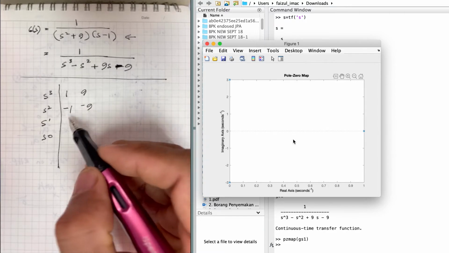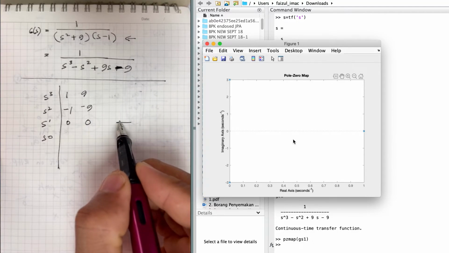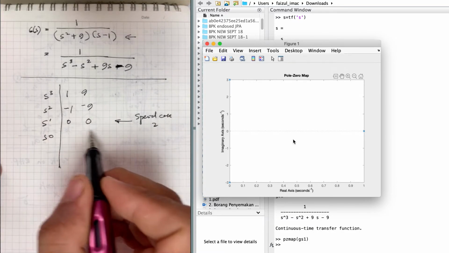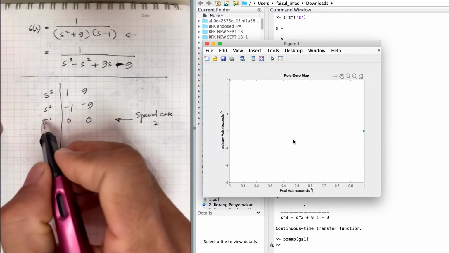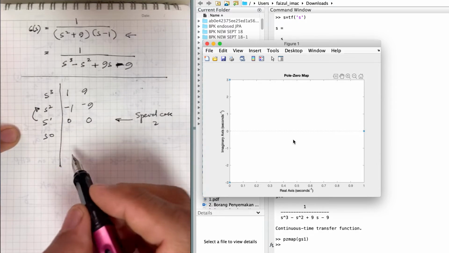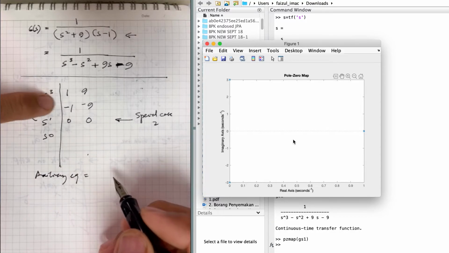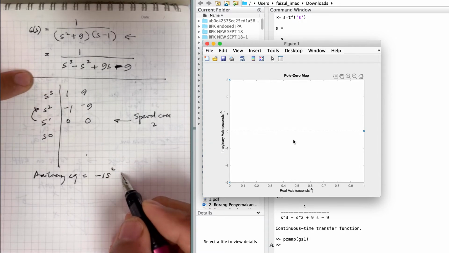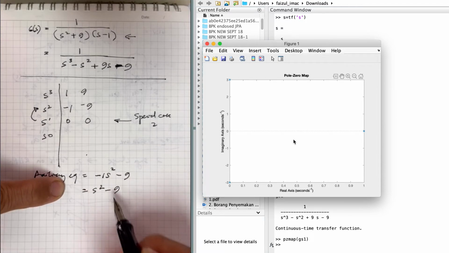Now solving this, we see that the row becomes 0, 0. So this actually fulfills special case 2, because the entire row is 0. So we cannot move further by replacing epsilon and so on. We need to go back to the previous row so we can find the auxiliary equation, which in this case is minus 1 s squared minus 9. So s squared minus 9.